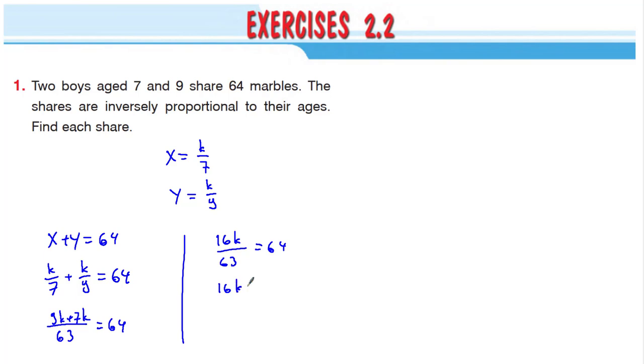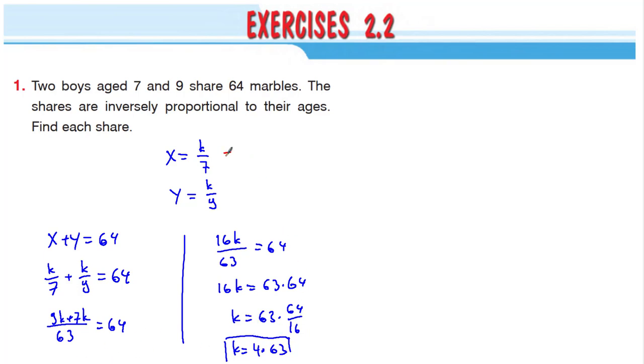Multiply: 16K is 63 times 64. Divide by 16, you get 63 times 64 over 16. 64 over 16 being 4, we get that K is 4 times 63. We can calculate this, but actually we don't need to, because we are not looking for K, we are looking for how much each one of these boys will get.